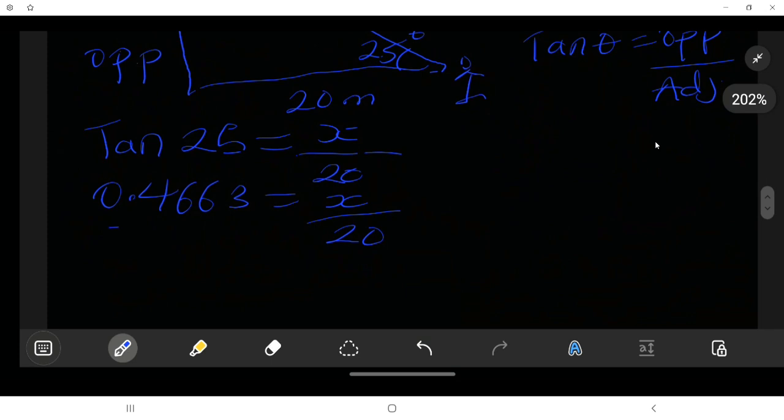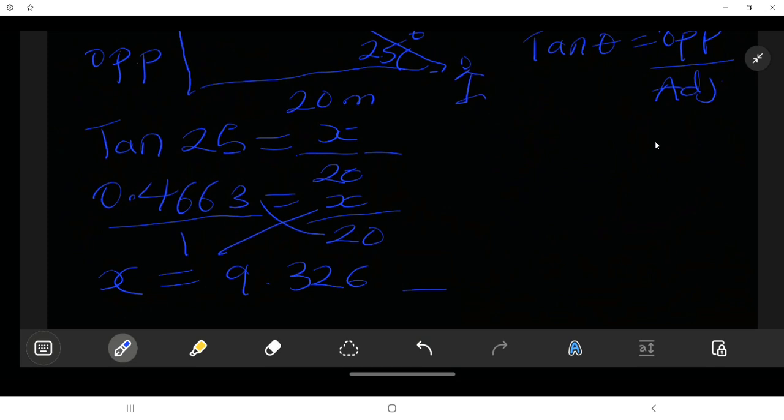So what we're going to do is cross multiply. X times 1 is x, so 0.4663 times 20 gives us 9.326, but let's round it off to 9.3.